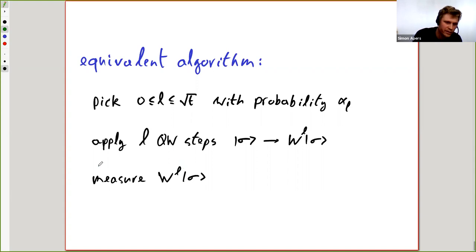So this is basically a replacement for the more complicated quantum fast forwarding and amplitude amplification algorithm and so on. And we just need to apply this quantum walk operator.